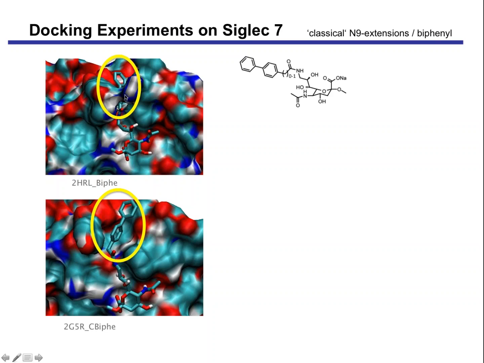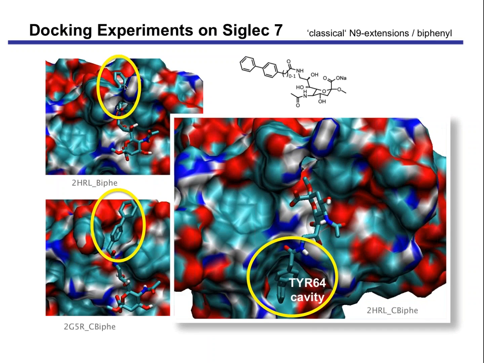So in those days I used Autodoc 3, so the project was performed about 5 years ago, and I got docking poses that actually dock into that cavity, but I also got docking poses where the sialic acid is flipped over, and this is of course not very nice because the sialic acid is not maintaining its binding interactions.